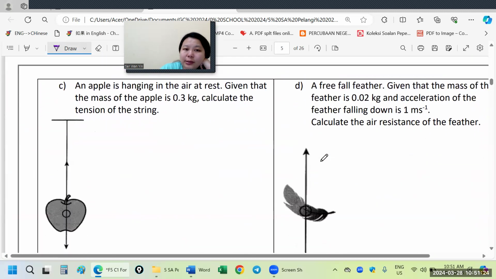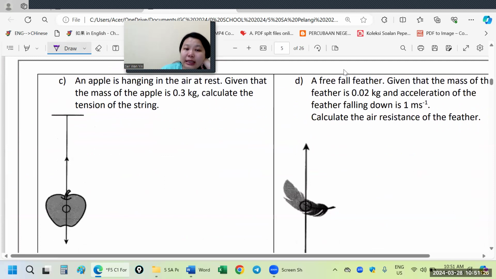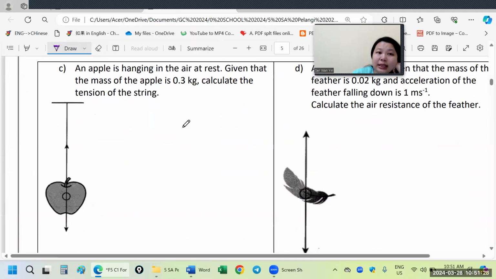Okay, so next, an apple is hanging in the air at rest. Given that the mass of the apple is 0.3 kg. So we say mass is 0.3 kg. Calculate the tension of the spring. Tension of the spring equals how much?